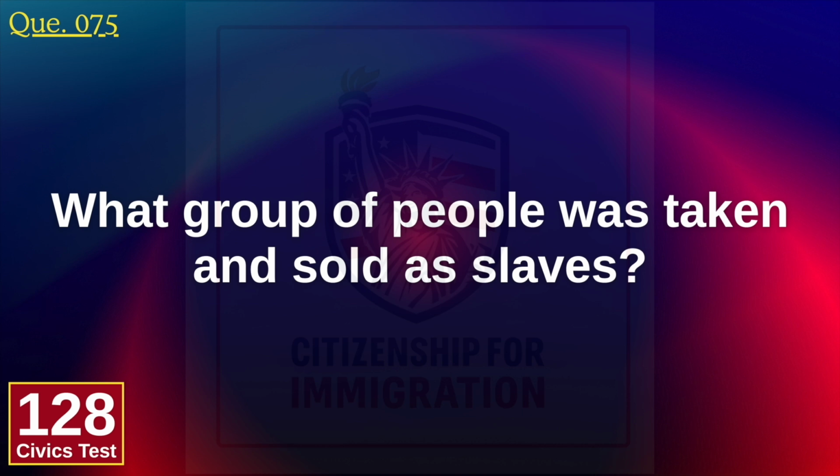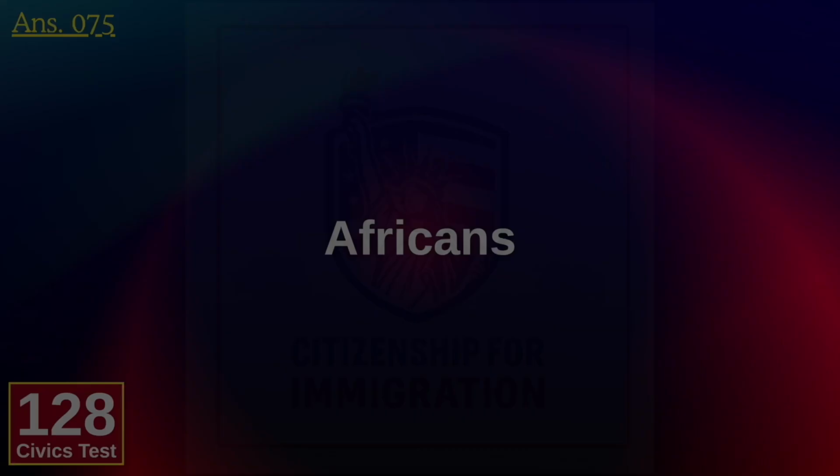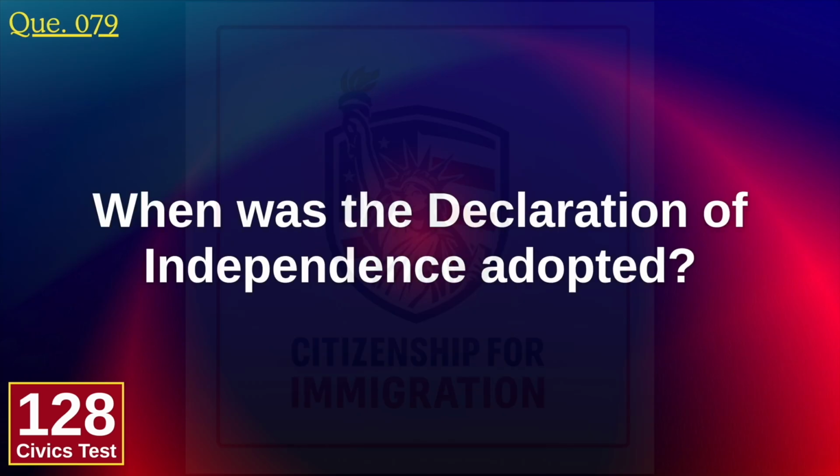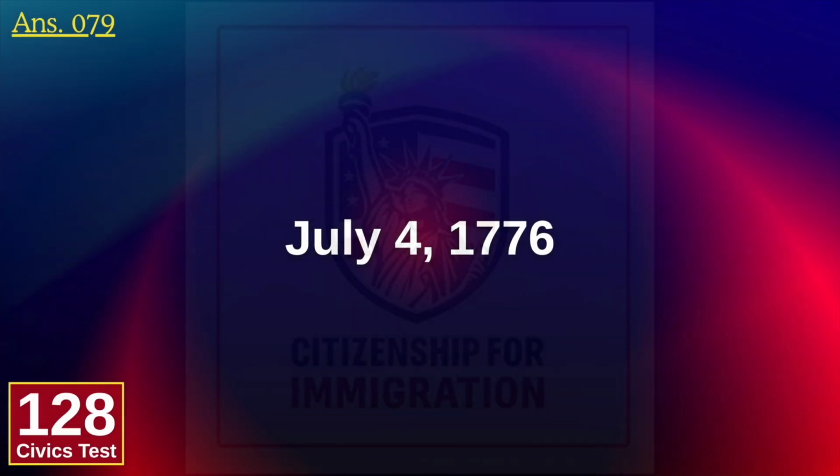What group of people was taken and sold as slaves? Africans. When was the Declaration of Independence adopted? July 4th, 1776.